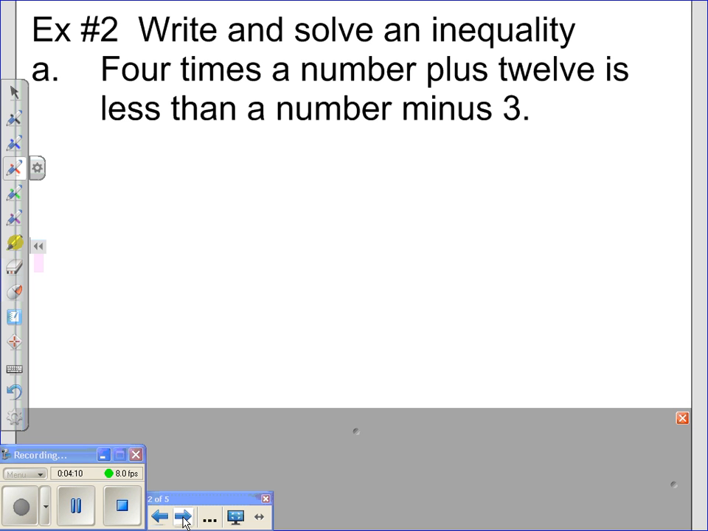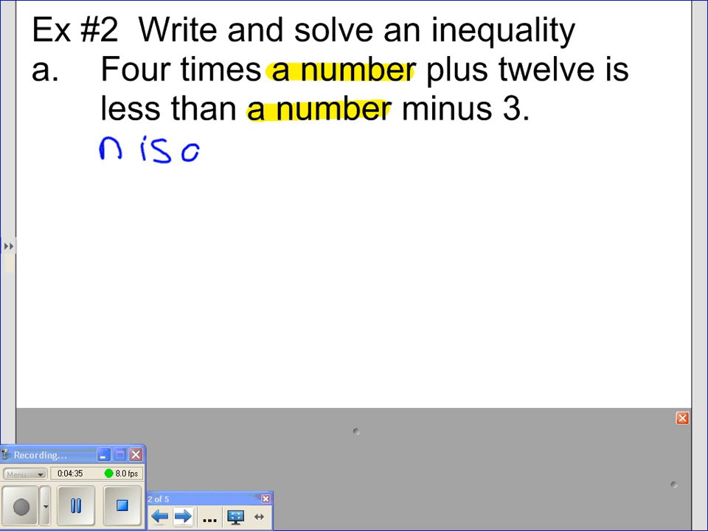All right, number 2. 4 times a number plus 12 is less than a number minus 3. What's missing from this problem? What a number stands for. Nobody told me what letter to use. So you have to define your variable. So if you're going to use n, you better say n is a number. And now we can begin to write this problem.